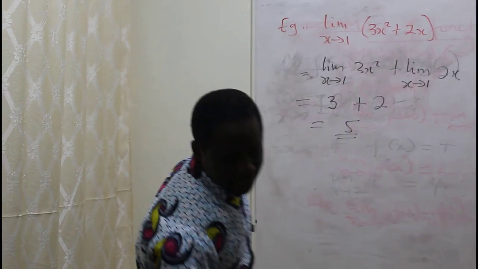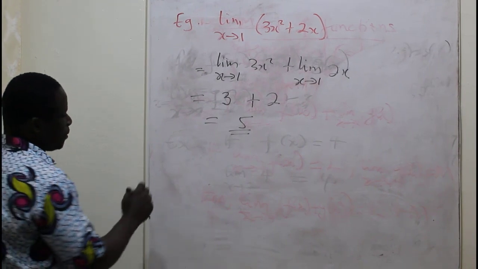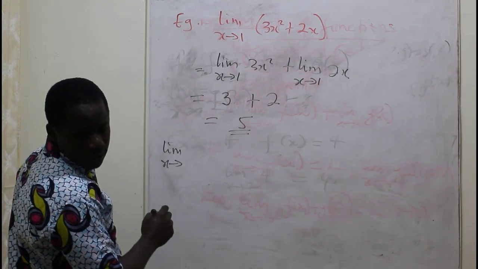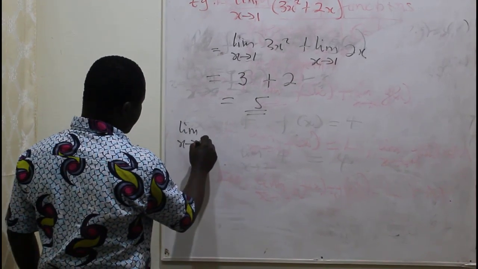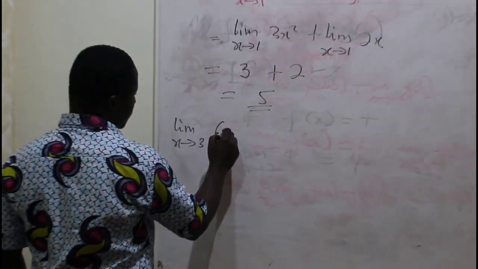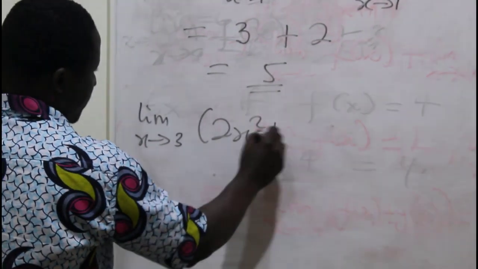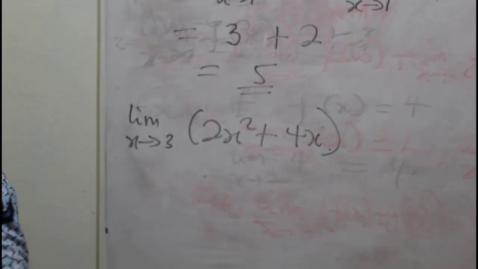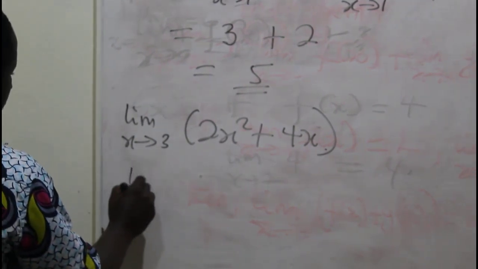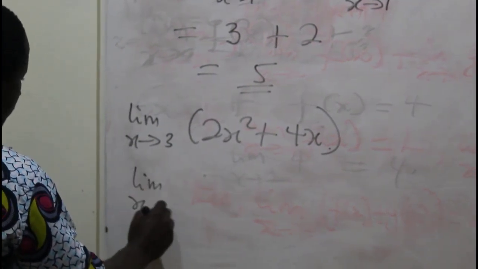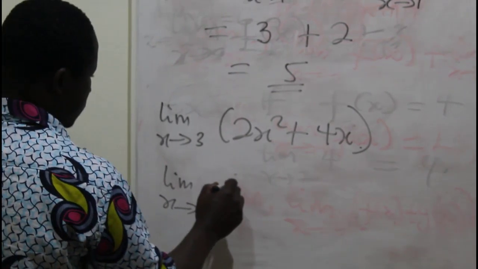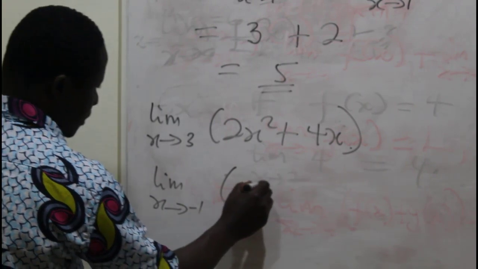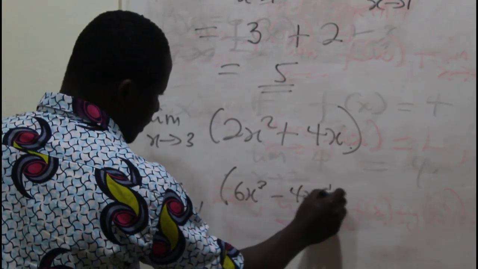You may try this as an exercise. Limit as x approaches 3 of 2x squared plus 4x. Limit as x approaches -1 of 6x cubed minus 4x plus 3.